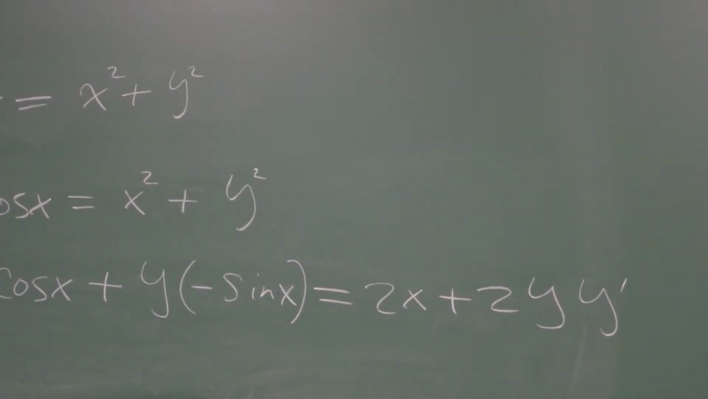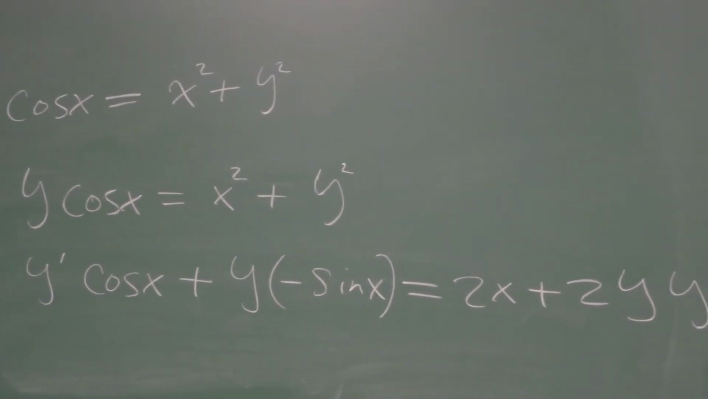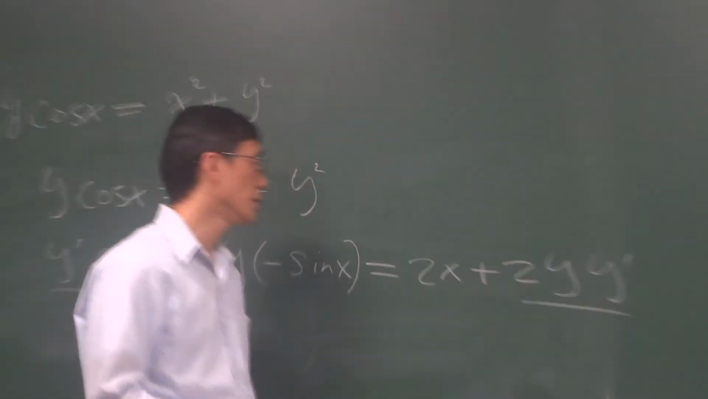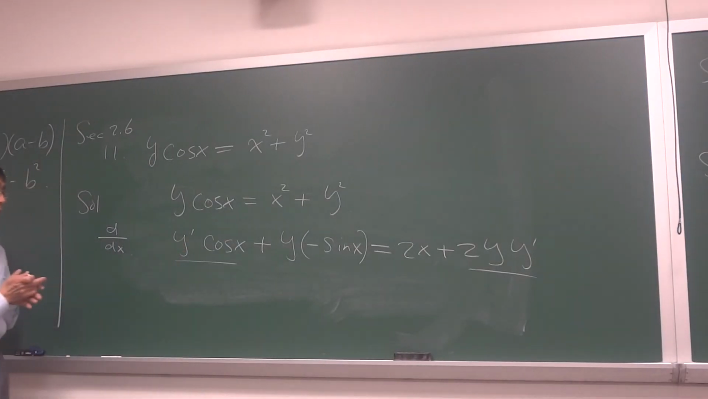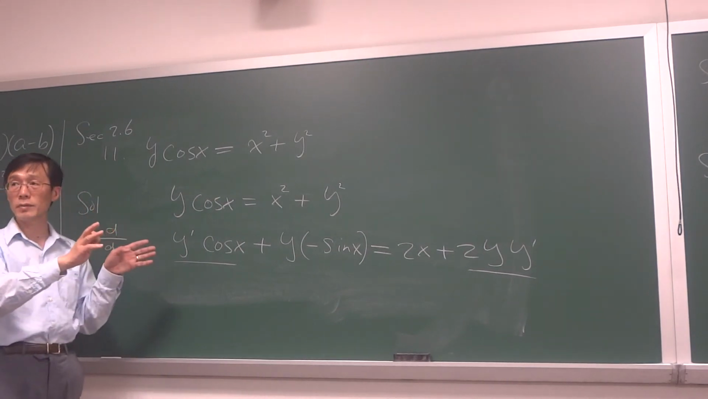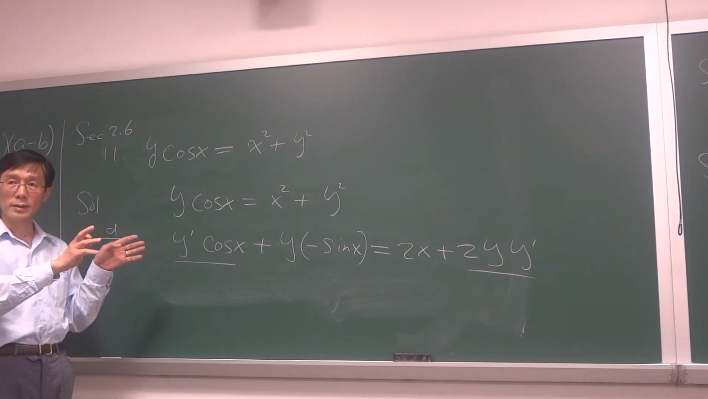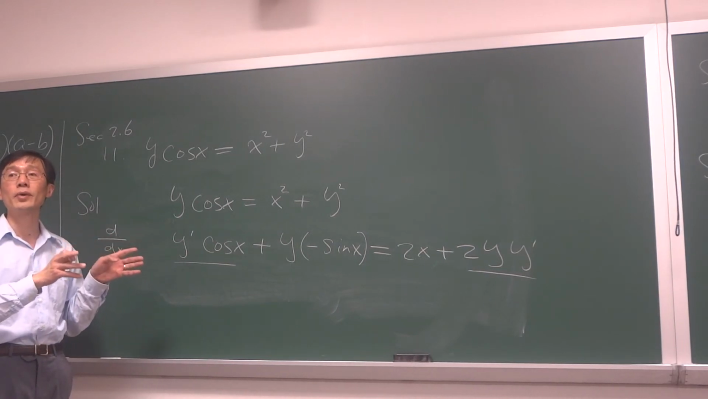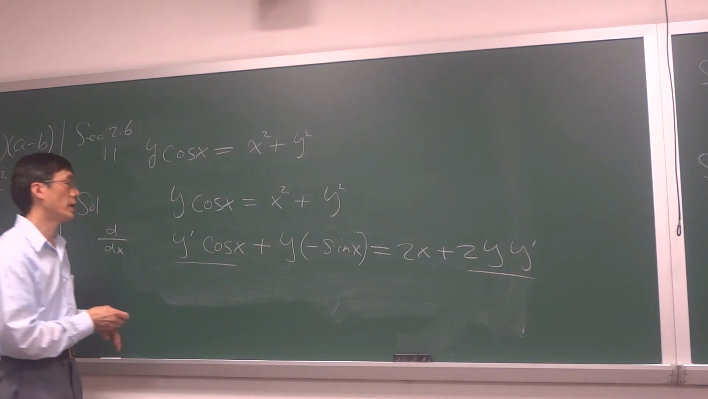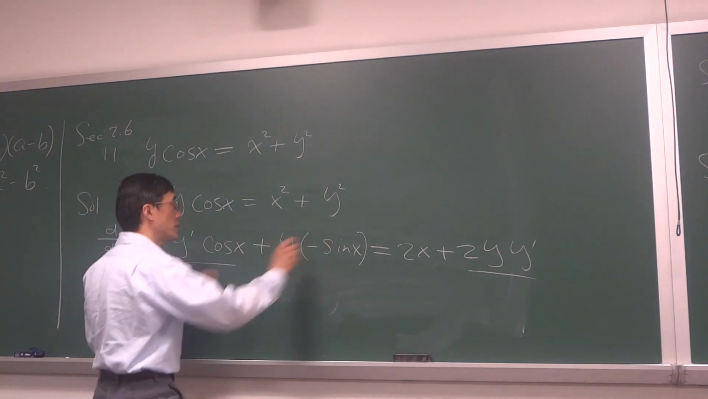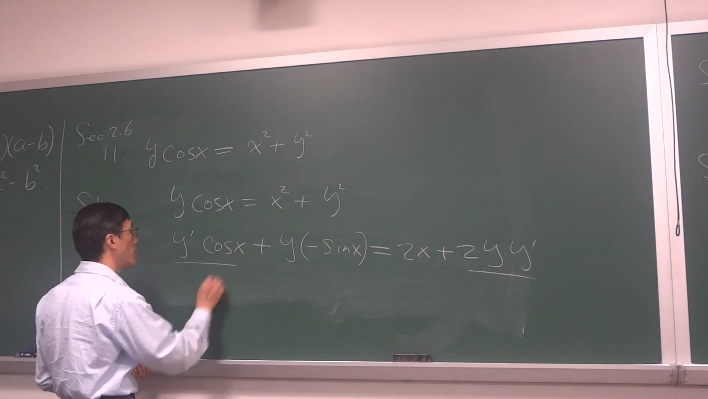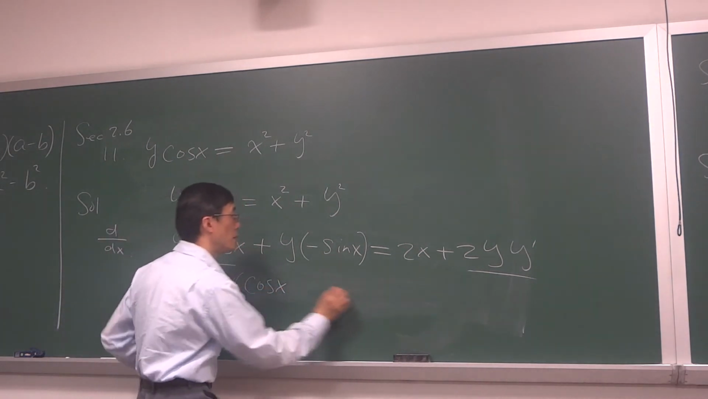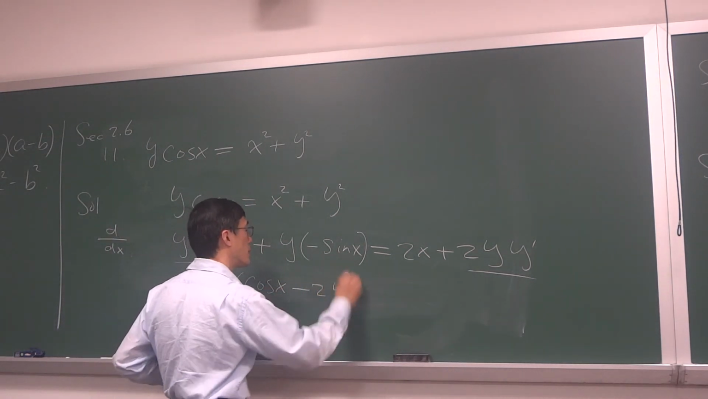And now you simply solve for y prime. Basically you group the terms that have y prime together, move that to the left and throw in everything else to the right, and then divide by the coefficient of y prime. Let me actually write out the steps. If you combine those two terms, you're going to get y prime times cosine x minus 2y. Can you see that?